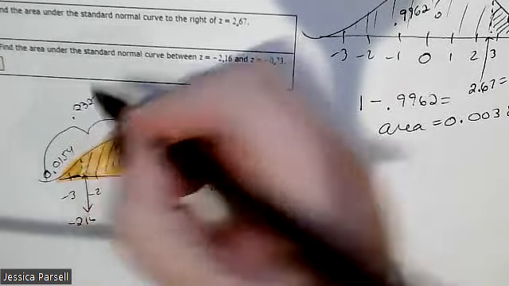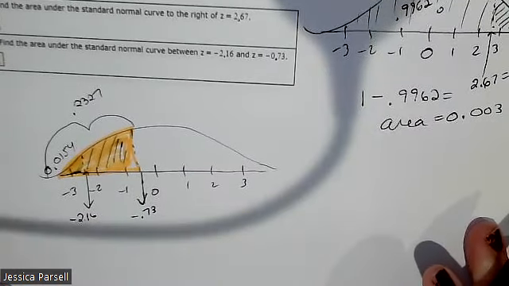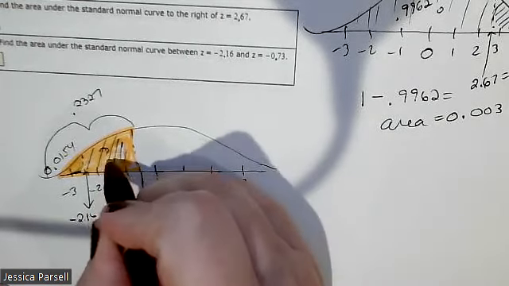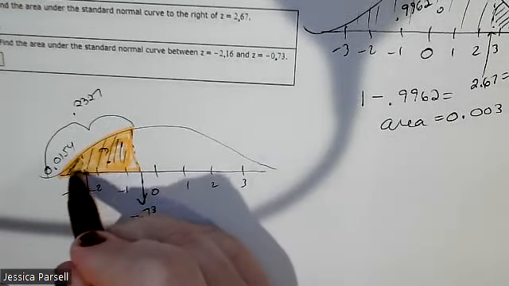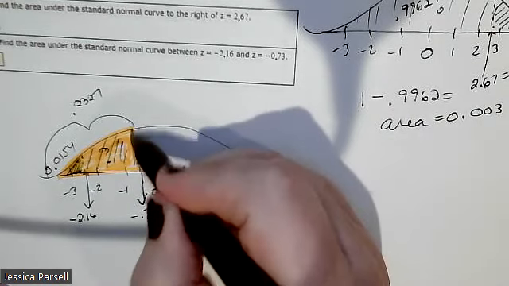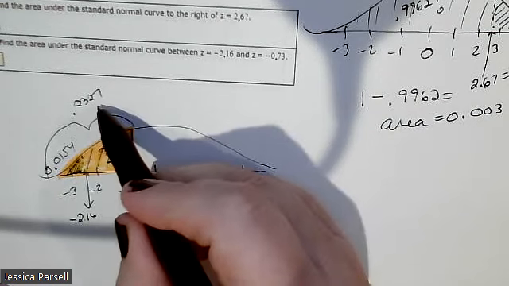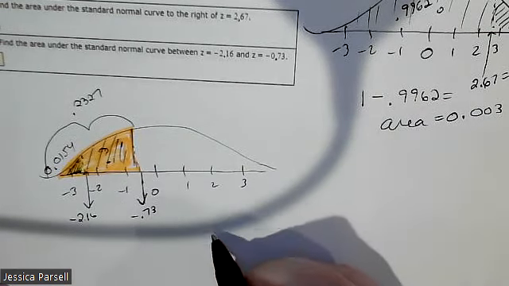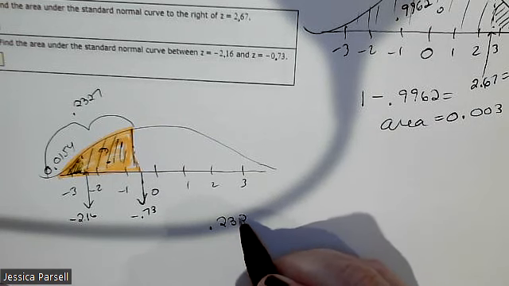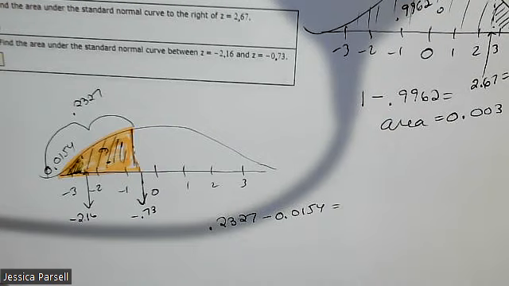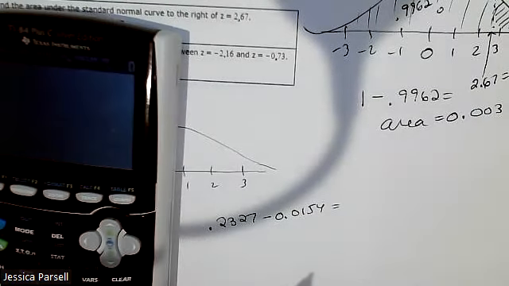Okay, so we're going to just subtract. So we want this piece here, right? We want this question mark right here. We know this piece is 0.0154. This whole piece is 23%. So we're going to take the 23% roughly and subtract out the 1.5%. And that's going to leave us the chunk there. So 0.2327 minus 0.0154. Let's see what that chunk is.